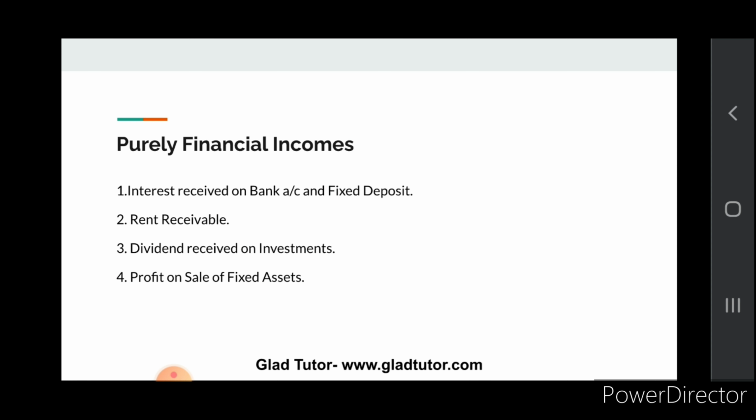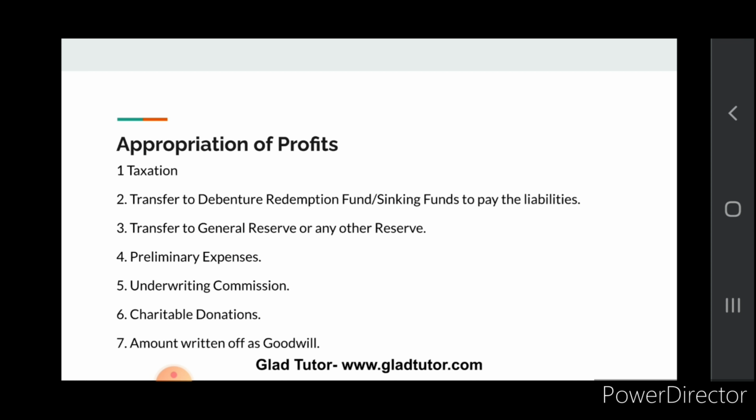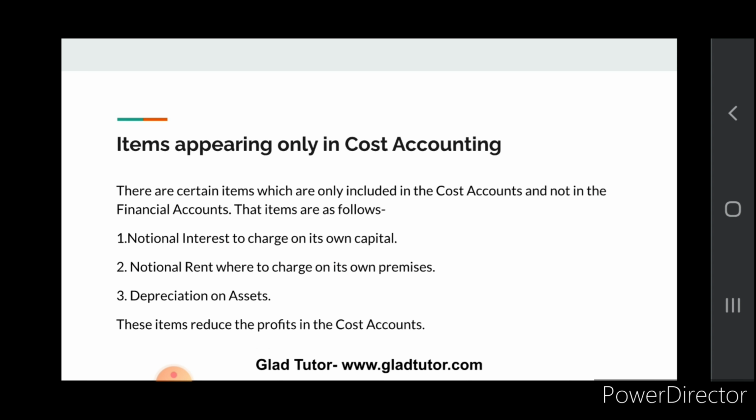So these are the purely financial incomes, and the appropriation of profits are taxation, transfer to debenture redemption fund, transfer to general reserve, preliminary expenses, underwriting commission, charitable donations, amount written off as goodwill. So these are the items in the appropriation of profits.